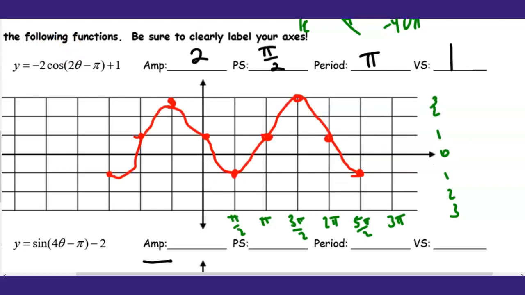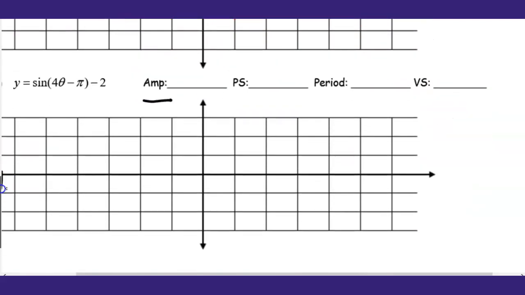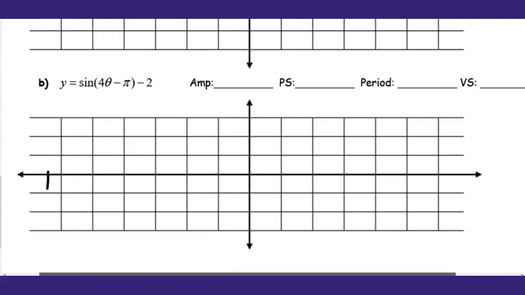Actually, no, leave that. I don't know why I erased that. Let's move the scale right here. I need space for this problem right here. All right, sine. Okay, we don't have an amplitude, or we do. There's a 1 right there, so we're going to write 1.